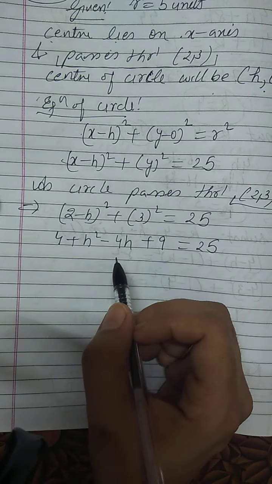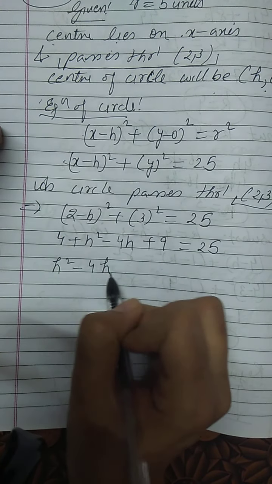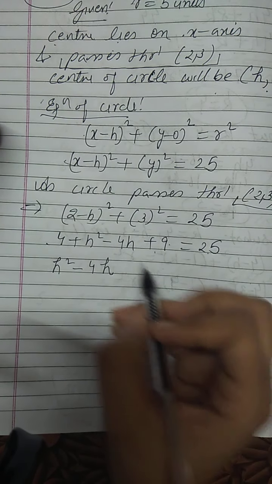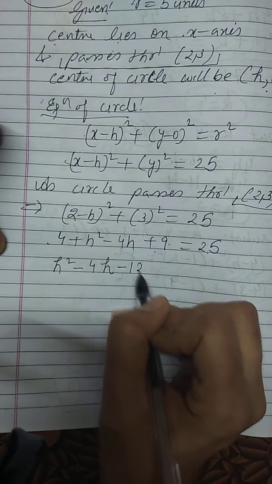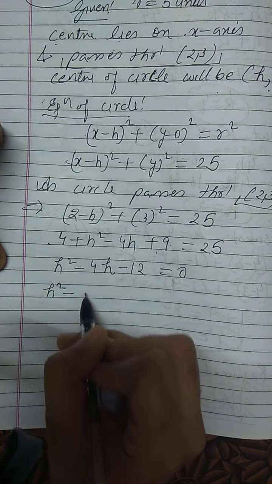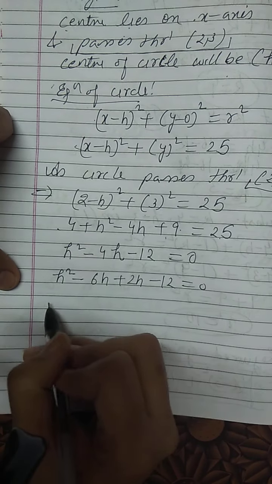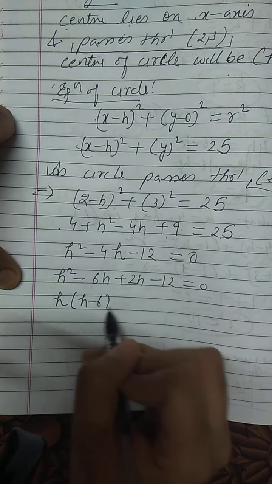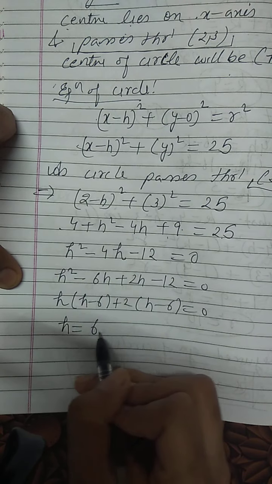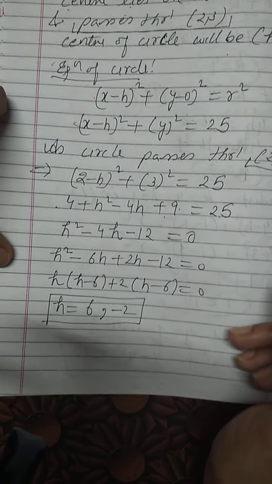Okay, so what will be the equation then? We are getting h square minus 4h, 9 plus 4 is 13, 13 minus 25, this is minus 12 equal to 0. So we can solve this. It will be h square minus 6h plus 2h minus 12 equal to 0. So h minus 6 times h plus 2, equal to 0. So the value of h is coming 6 and minus 2. Okay, we are getting two values of h.